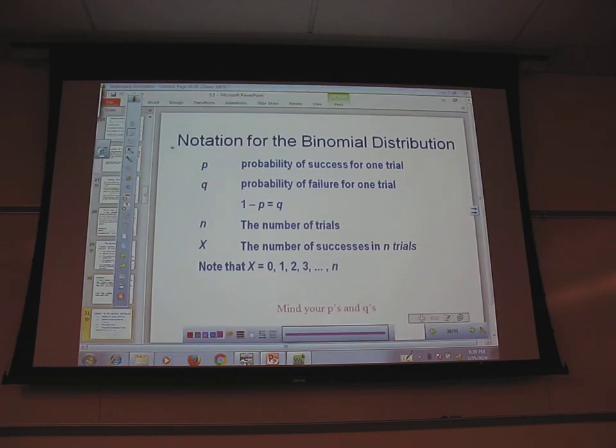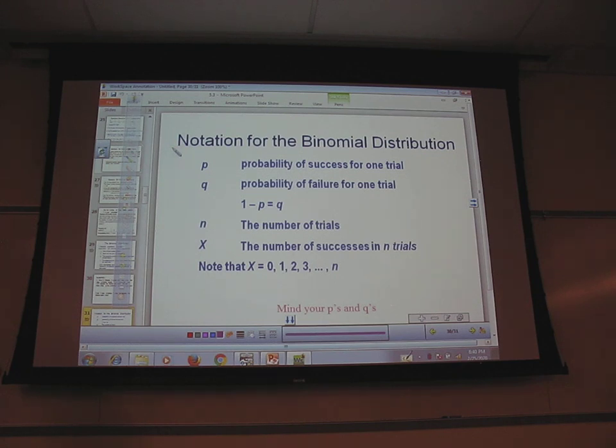Here's some notation that you should write down. Jay, go ahead and read for us. The notation for the binomial distribution. Little p, a small lowercase p, probability of success for 1 trial.